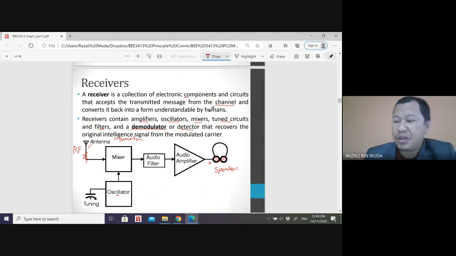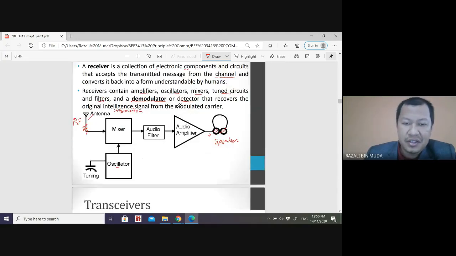So what are the components of the receiver? The receiver normally consists of antenna, mixer, oscillator, tuning, filter, amplifier, and speaker. All this is called the receiver.